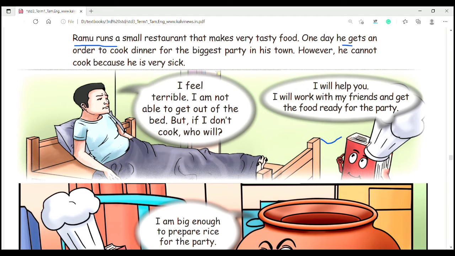So the recipe book is talking to Ram. What is the recipe book telling? I will help you. I will work with my friends and get the food ready for the party. நான் உனக்கு help பண்றேன். என்னோட ஃப்ரெண்ட்ஸோட சேர்ந்து உன்னோட பார்ட்டிக்கான ஃபுட்டை நான் ரெடி பண்றேன்னு recipe book சொல்லிட்டு போகுது.